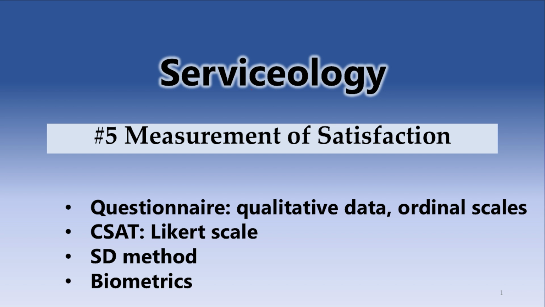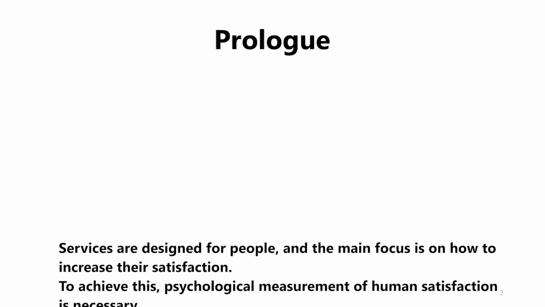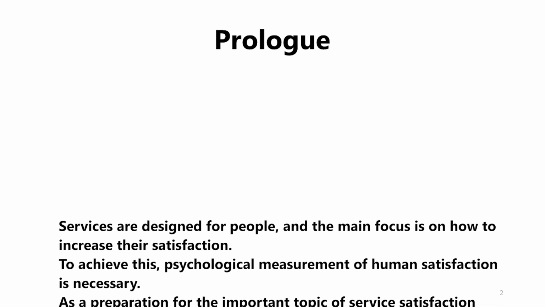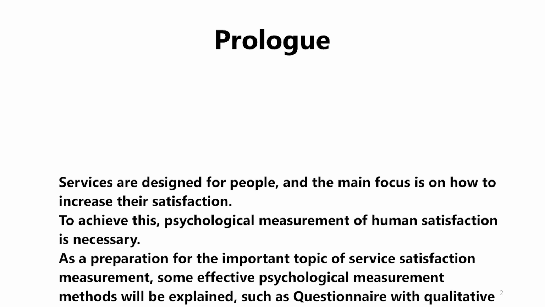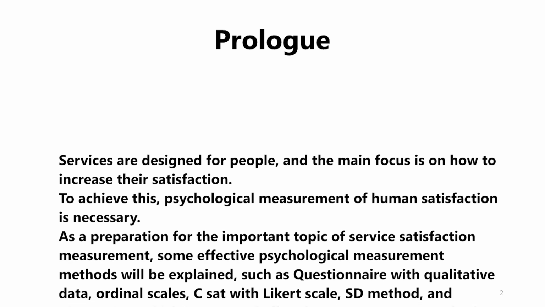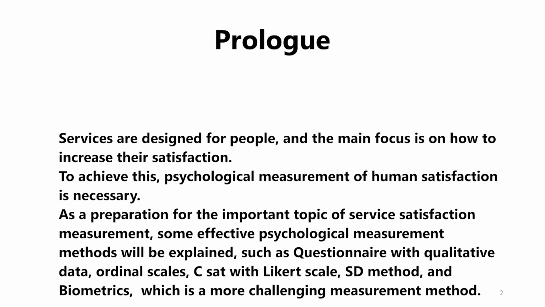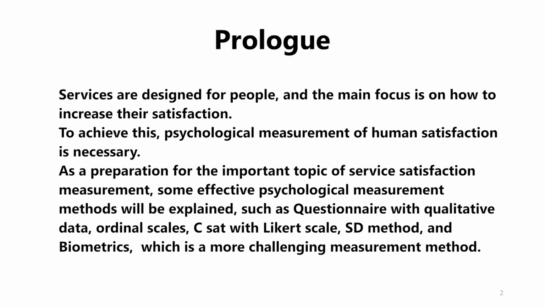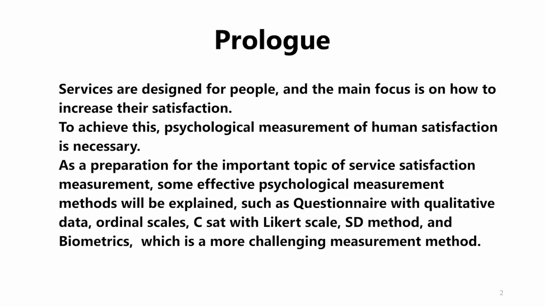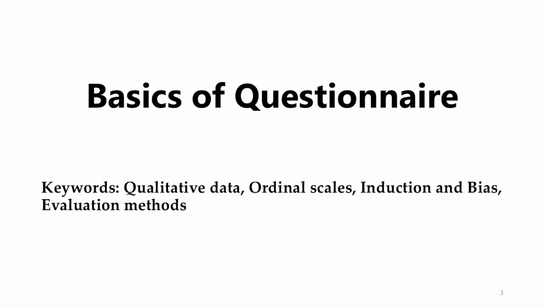So, let's get started. Services are designed for people, and the main focus is on how to increase their satisfaction. To achieve this, psychological measurement of human satisfaction is necessary. As a preparation for the important topic of service satisfaction measurement, some effective psychological measurement methods will be explained, such as questionnaire with qualitative data, ordinal scales, CSAT with Likert scale, SD method, and biometrics, which is a more challenging measurement method. First, we will explain the basics of questionnaire, as shown in the keywords, focusing on qualitative data, ordinal scales, induction and bias, and evaluation methods.